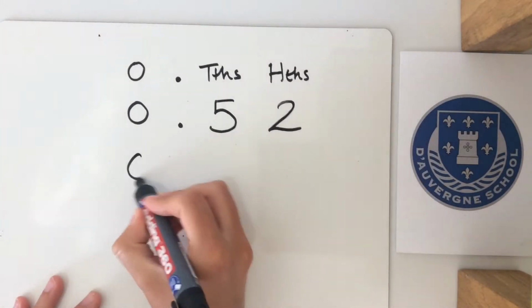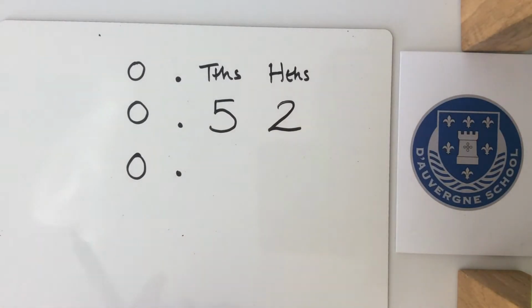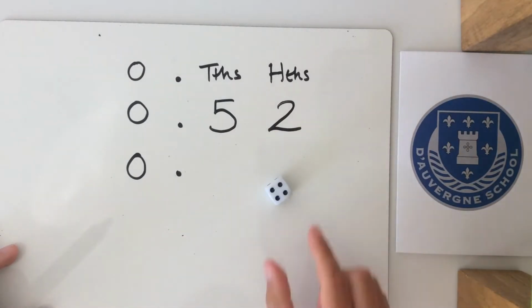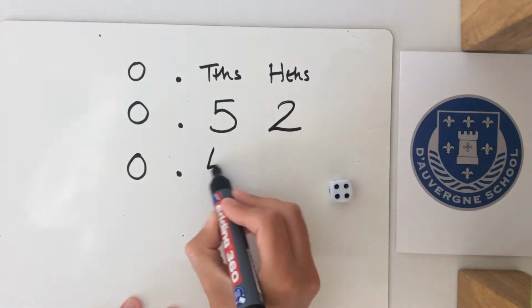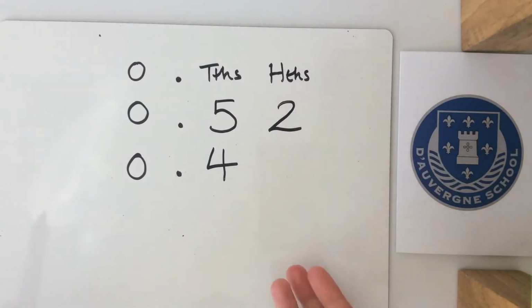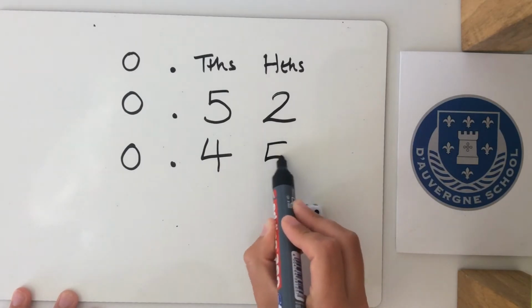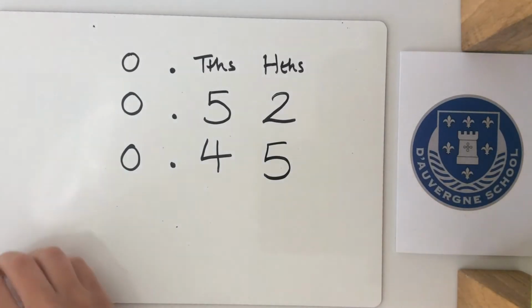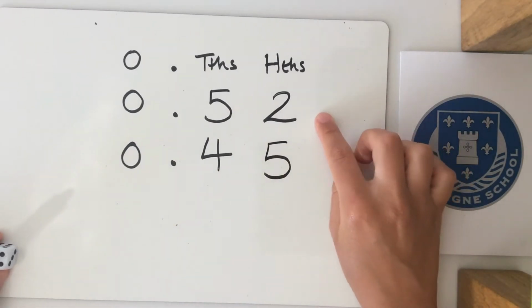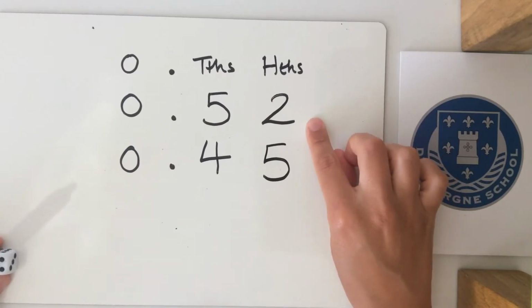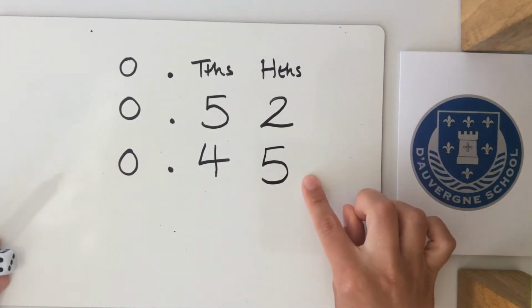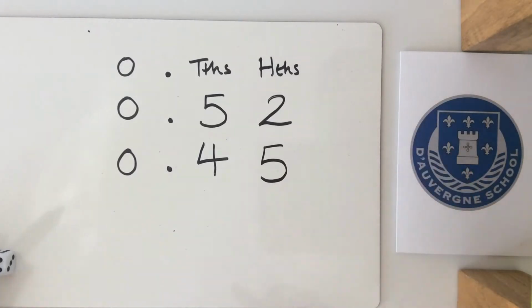Okay, so I'm going to fill in my ones and my decimal point. I've rolled a 4, so the first number goes in your tenths column, remember. And your second digit goes in your hundredths column. Okay, so what two numbers have I made? 0.52 and 0.45. So you've made 2 numbers. Then you need to compare the 2 numbers. Which one is smaller?